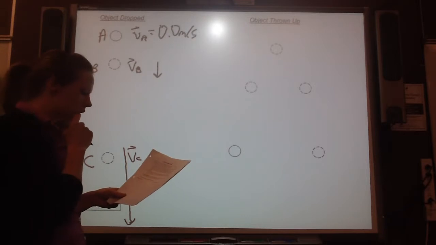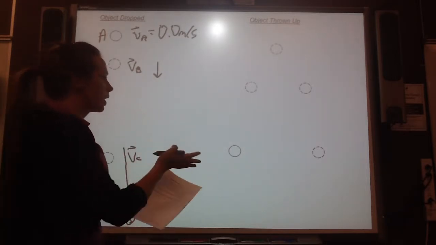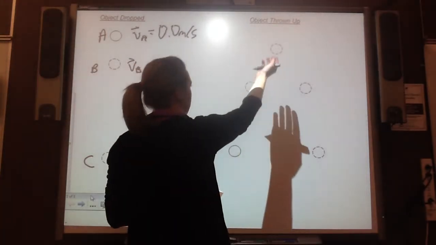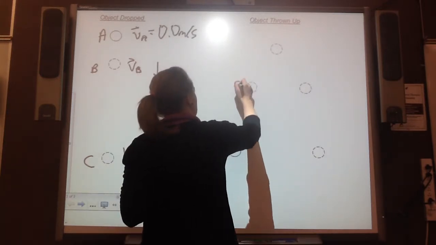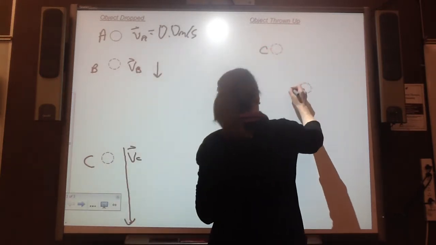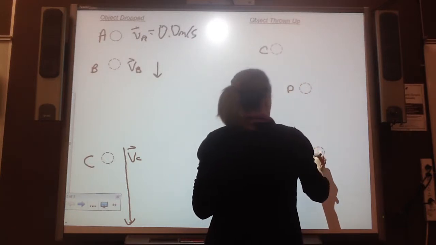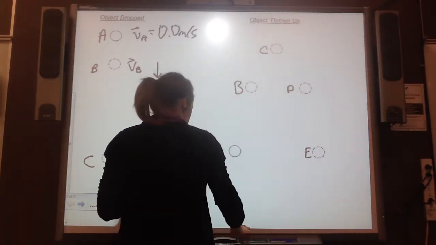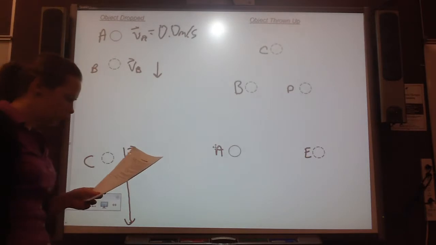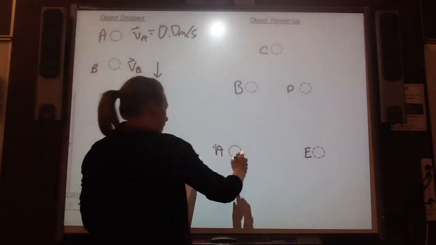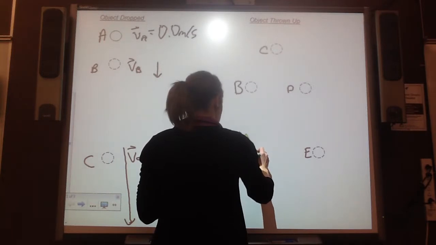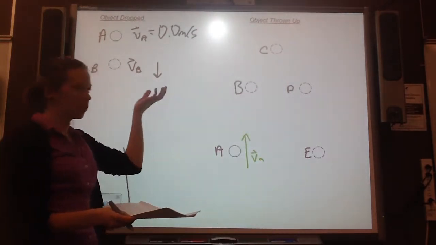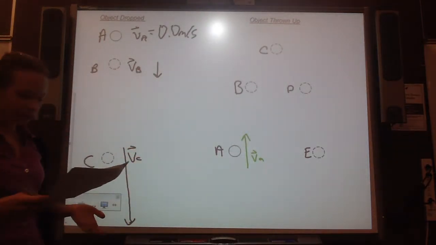When an object is thrown up, say I throw a ball up in the air and it falls down over here, I'm going to label this A, B, C, D, and E. So I have my vector for VA. I just draw an arrow up because I'm throwing the ball up, so the velocity is going up.